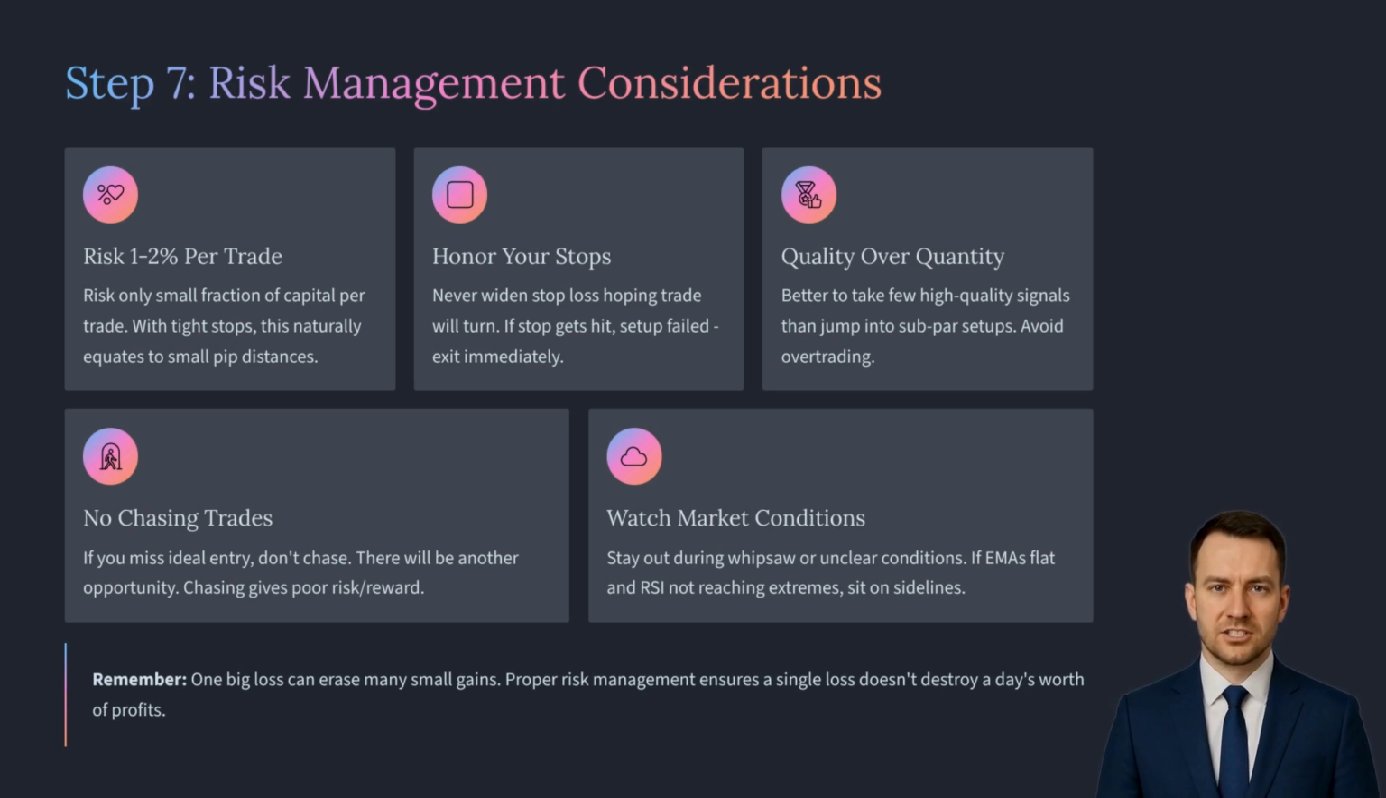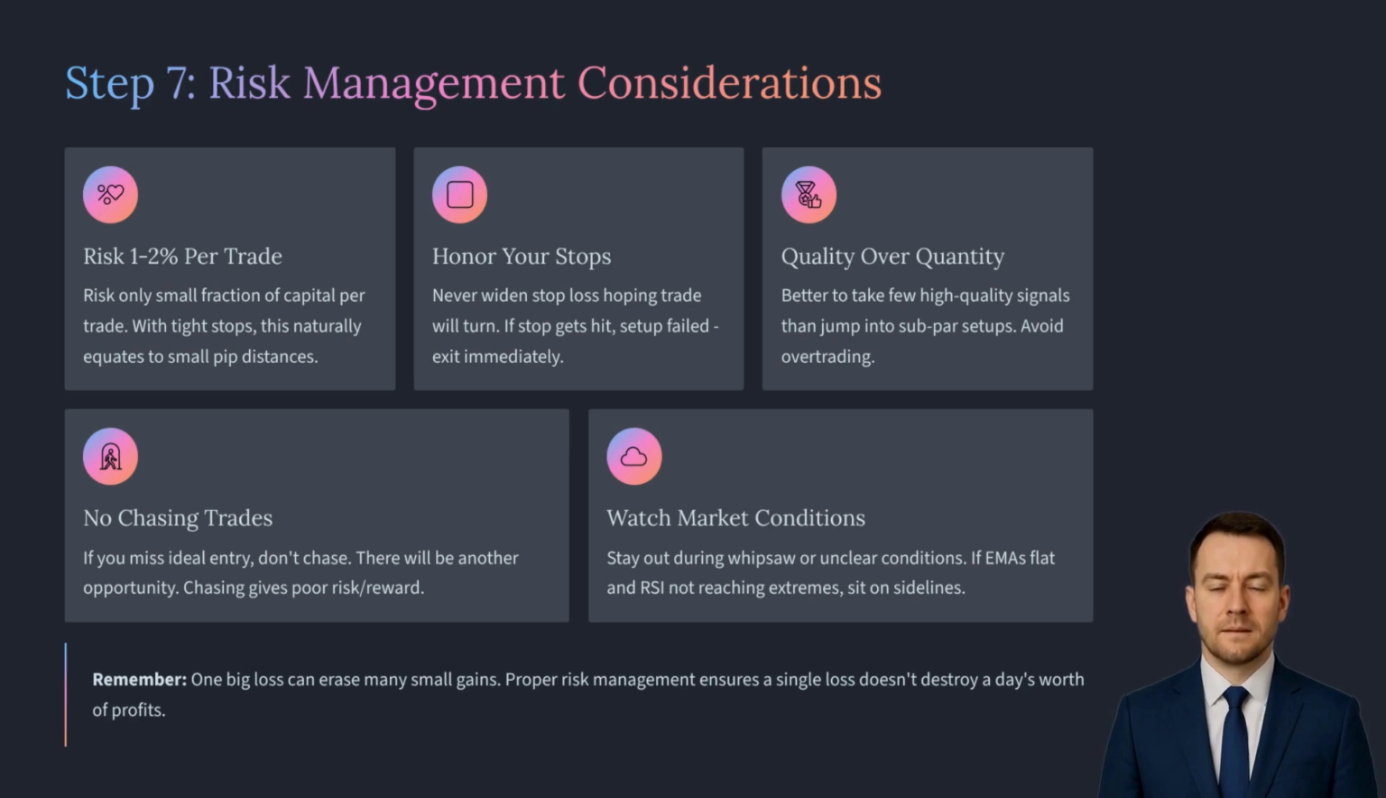Be patient for the textbook setups we described: trend in place, nice pullback, clear RSI extreme and cross, etc. No chasing or FOMO. If you miss the ideal entry, for example, the market bounces and you hesitated, do not chase the trade late. There will be another opportunity. Chasing often means you get a worse entry, far from the EMA or after RSI already moved a lot, which gives a poor risk reward. It's okay to let a trade go if you're not confident. It's better than jumping in too late.